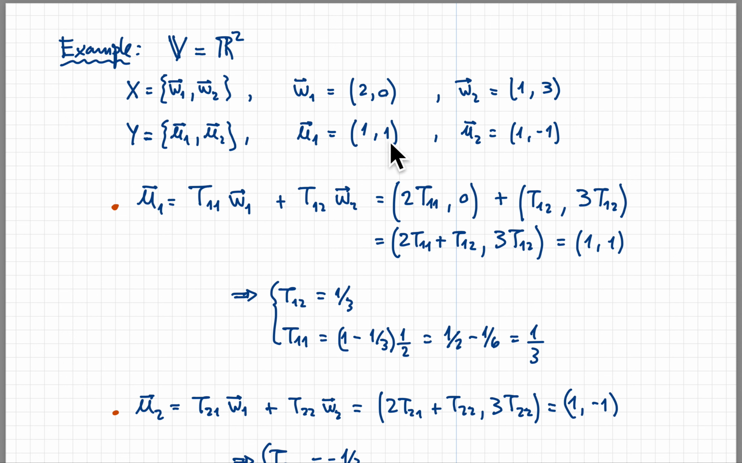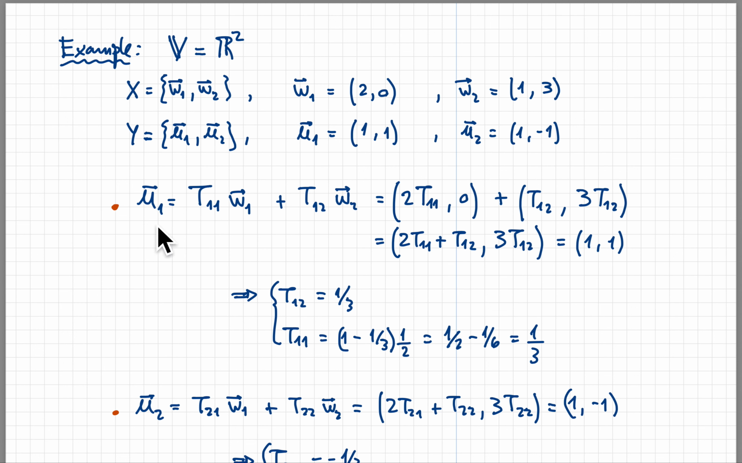And these two are also linearly independent. It's very easy to see. And moreover, there's again two of them, so they span the whole vector space. So these two sets, W1, W2, and U1, U2, are both well-defined bases for any vector we want to represent in this space of real vectors in 2 dimensions.